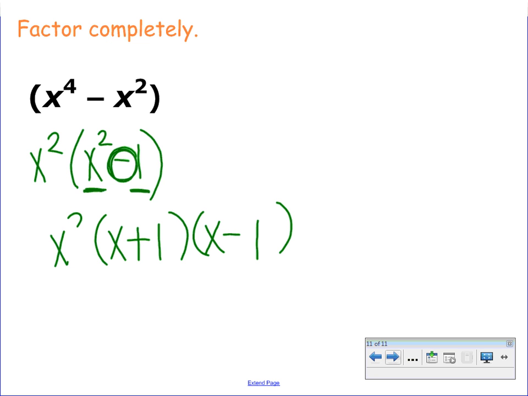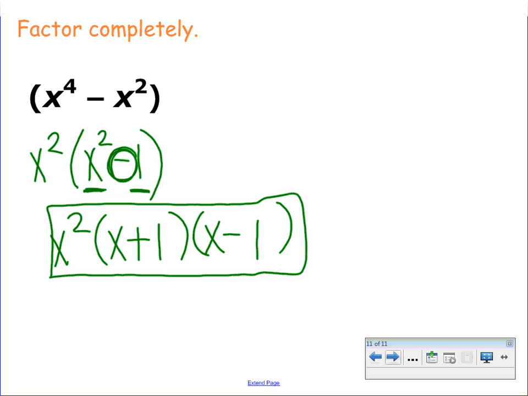My greatest common factor goes at the front. I see if there's anything else that I can simplify. The answer is no. So we are finished. That is fully factored. Okay?